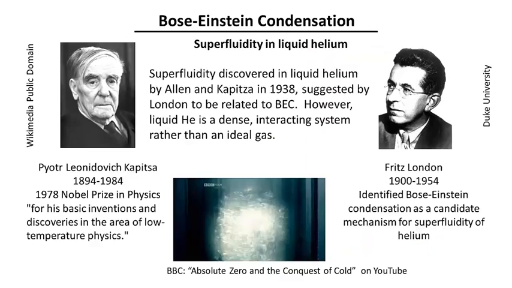Nevertheless, there were signs of the existence of something like a Bose-Einstein condensate, and most notably in the phenomenon of helium superfluidity. That was discovered in 1938, and very quickly it was suggested by Fritz London that the superfluidity phenomenon of helium was related in some way to Bose-Einstein condensation. However, liquid helium is a dense system, and very strong interactions exist between the atoms.